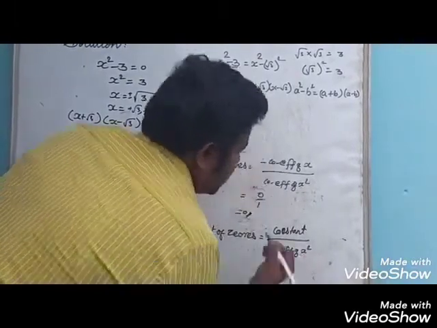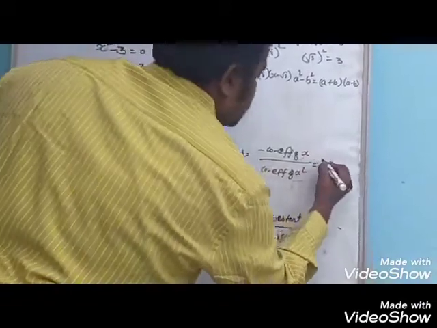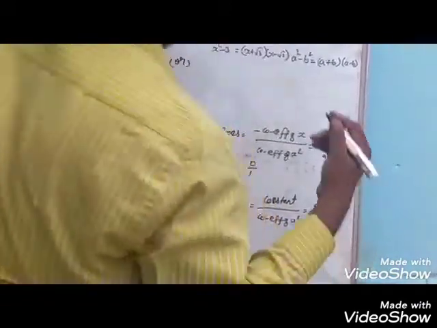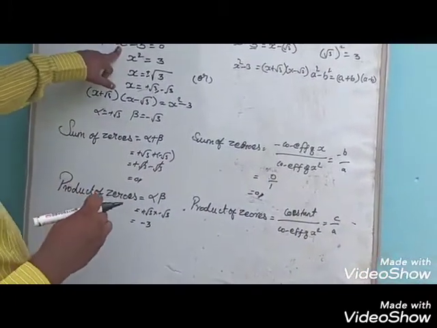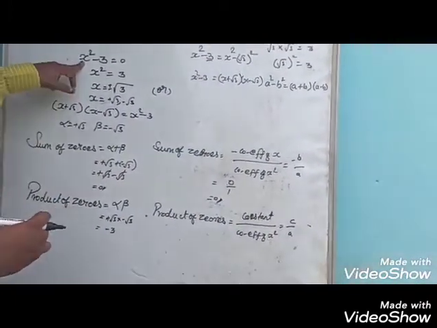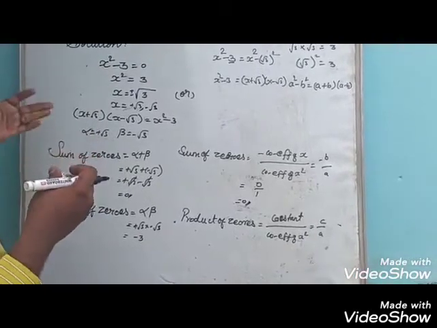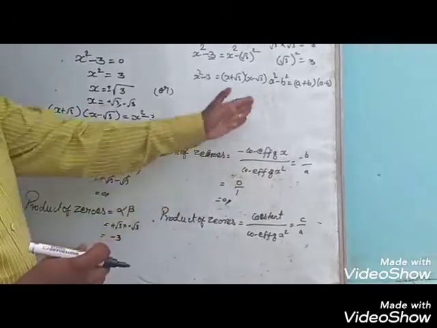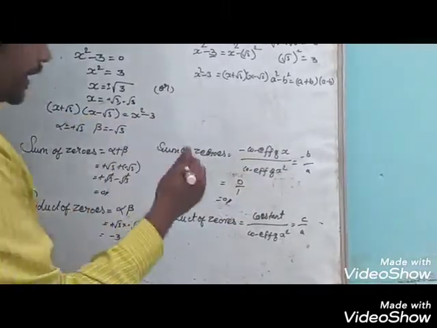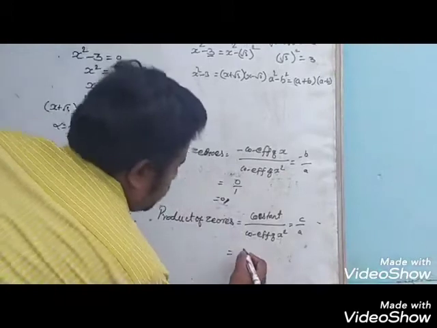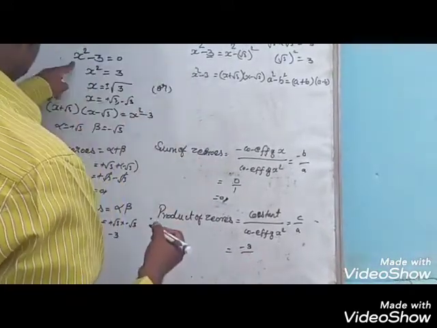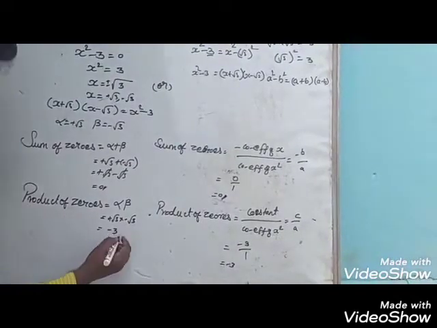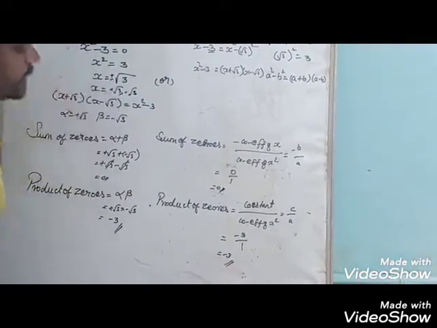Instead of this we can use minus b divided by a, which is equal to c divided by a, where a is the coefficient of x square, b is the coefficient of x, and c is the constant term. You can directly use minus b by a, or directly write the coefficient of x and coefficient of x square. So here the constant term minus 3 divided by the coefficient of x square 1 is equal to minus 3. Now you compare the product of zeros, minus 3 and minus 3.